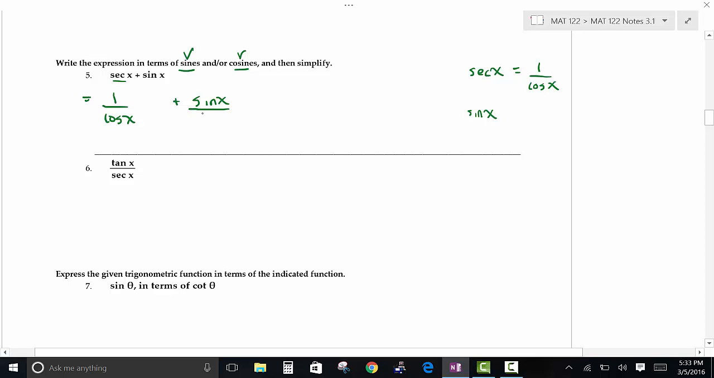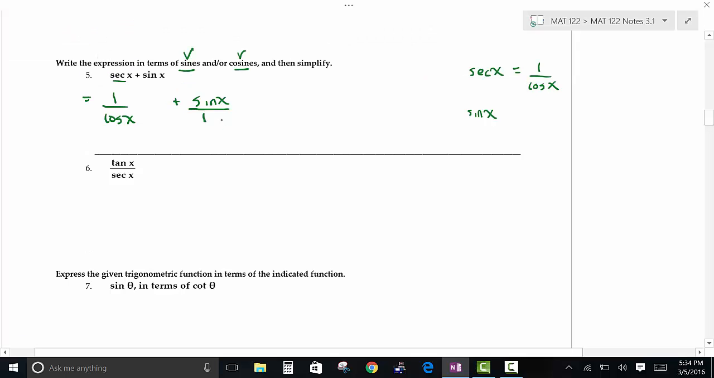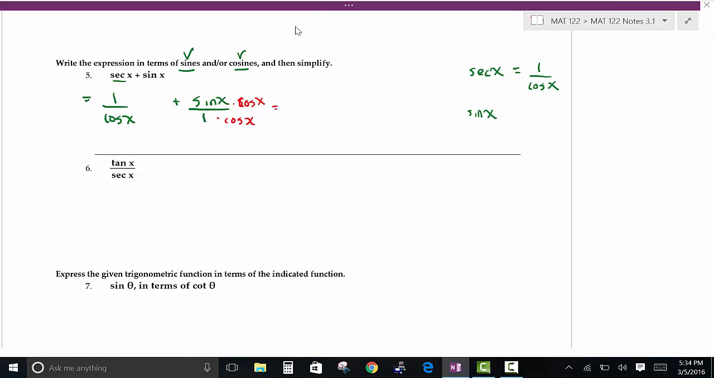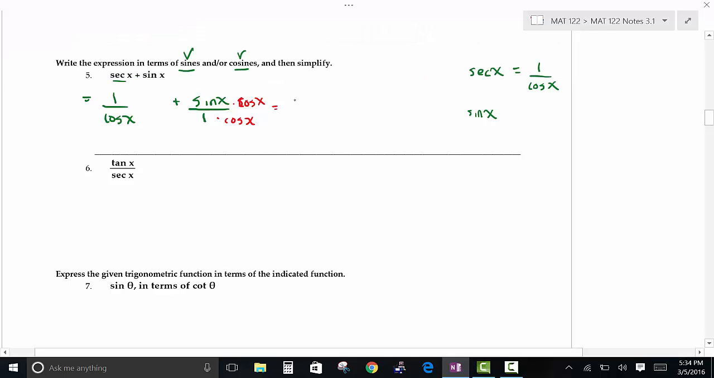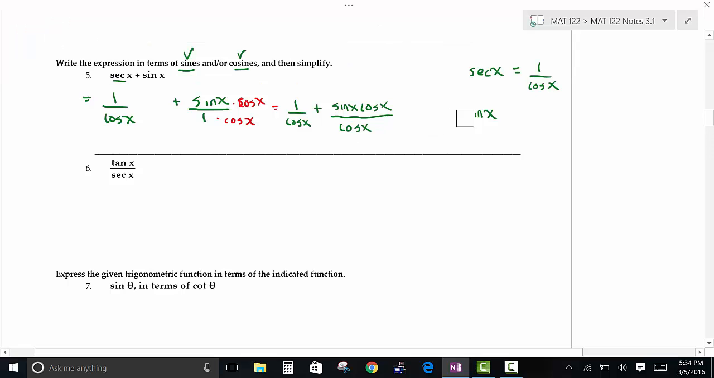And what I'm going to do on this is I'm going to go ahead and just get a common denominator and add the two fractions together. So we'll do a little bit of simplification. So we have a common denominator of cosine x, so I'm going to multiply the top and bottom by the cosine x. Okay, so when I do that, we are going to have 1 over cosine x plus sine x cosine x over cosine x. Now what I can go ahead and do is just combine those into a fraction, and then we're simplifying.